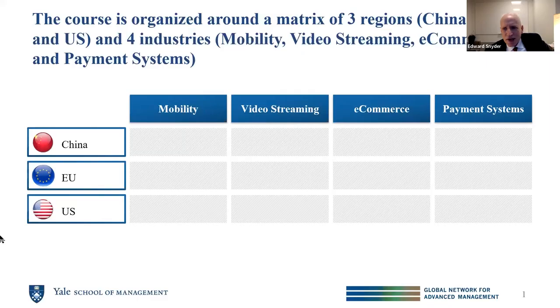So for those students who've taken the class, this is near and dear to their hearts and minds, I hope. The course is organized around a matrix of three regions, China, EU, and US. You see those as rows in the matrix, and then four verticals: mobility, video streaming, e-commerce, and payment systems. During the class, we'll probably be able to focus a bit more deeply on mobility and video streaming.